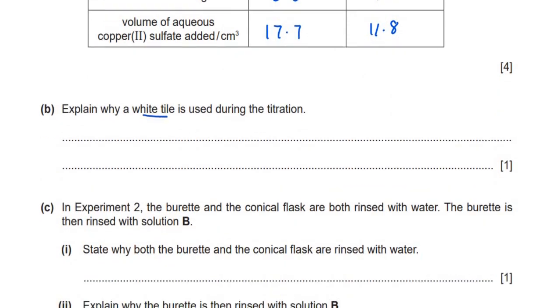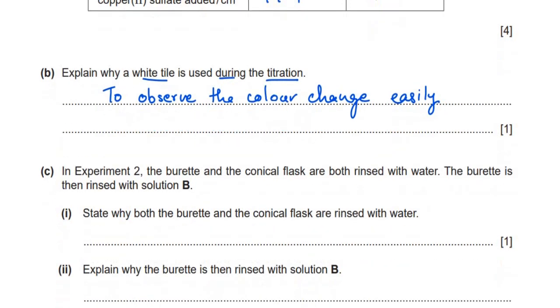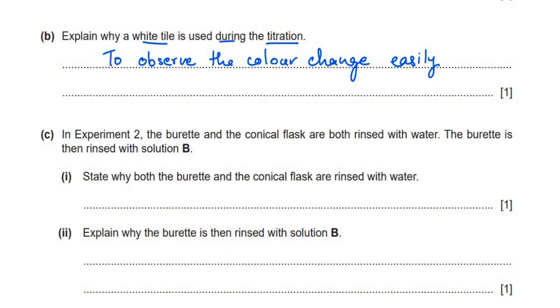Explain why a white tile is used during the titration. Now the white tile is generally used so that we can see the change in the color very easily. So here we can write: to observe or to see the color change easily. The color may change, or it may turn cloudy, it may turn blue also. So that's the observation and it can be seen easily, so we use a white tile.